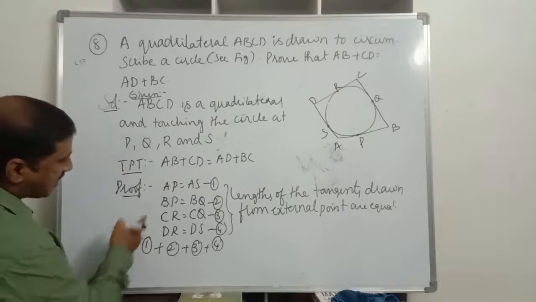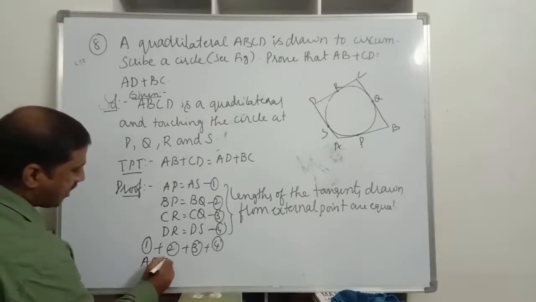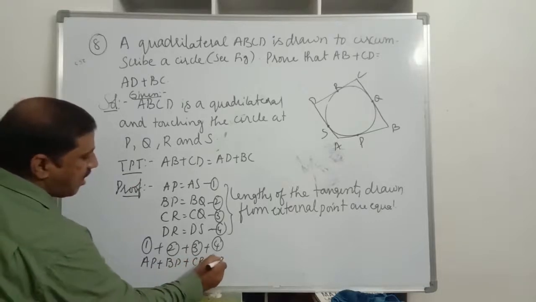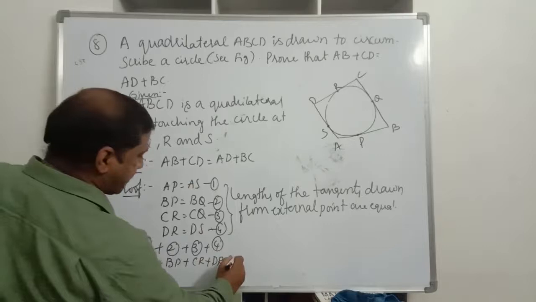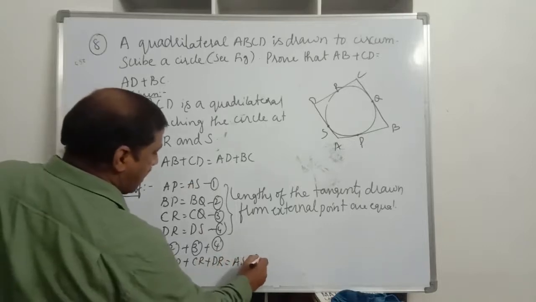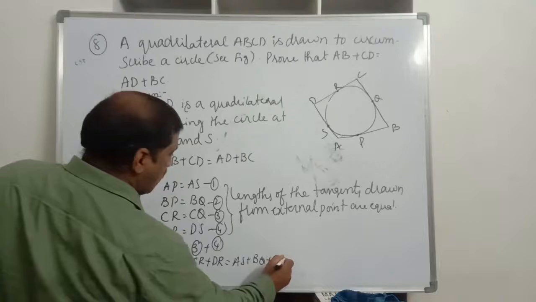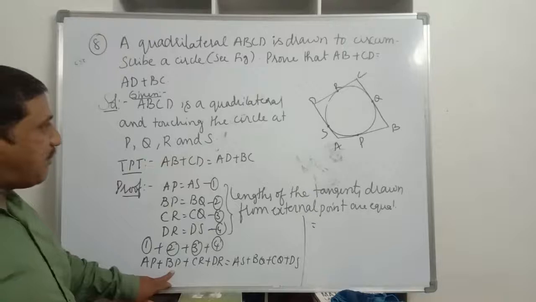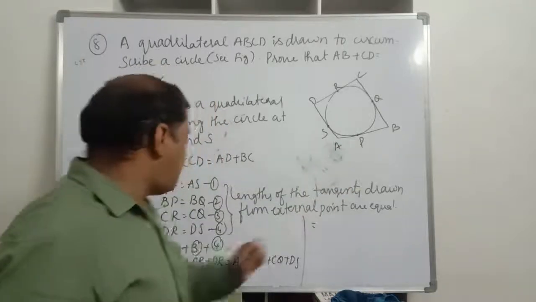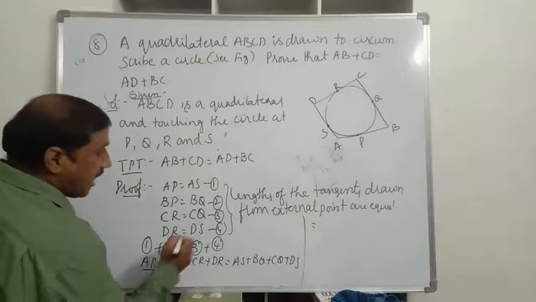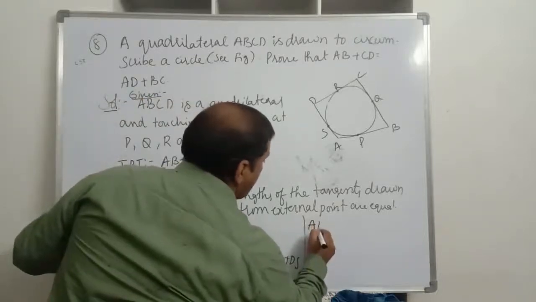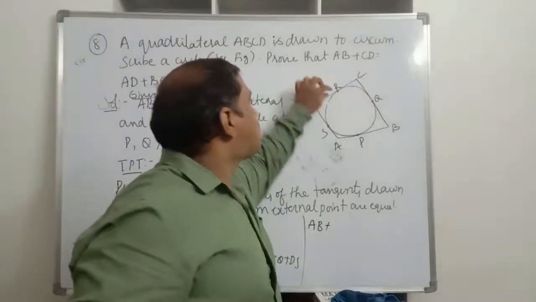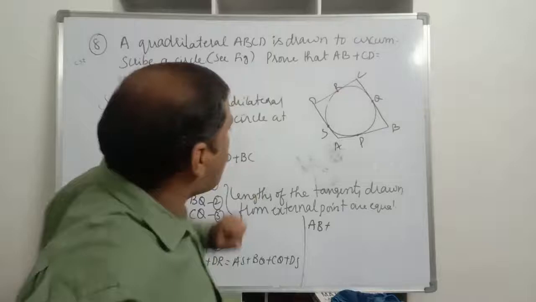So what do we get on the left hand side? AP plus BP plus CR plus DR, that is equal to the right hand side, which is AS plus BQ plus CQ plus DS. Now you rearrange them here. AP plus BP, from these two what we get is AB. We get AB plus CR plus DR. CR plus DR, by adding these two what do we get?